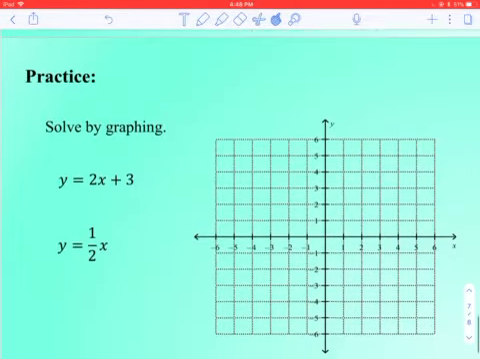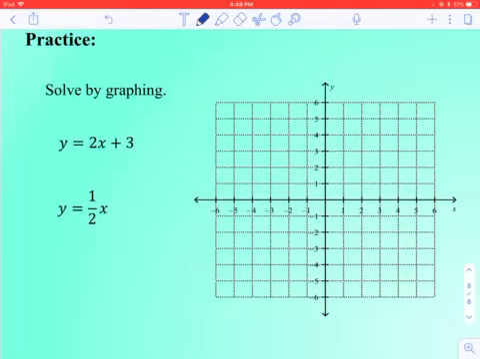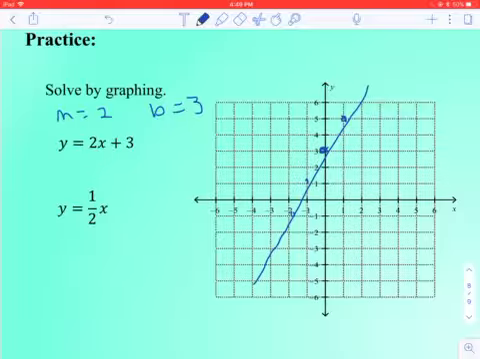The last practice problem, we're going to start by doing slope and y-intercept. So on the first one, slope will be equal to 2. Y-intercept is equal to 3. So I'm going to start at 3. My slope is 2, up 2 over 1. And there's my first line. I think that's pretty straight.